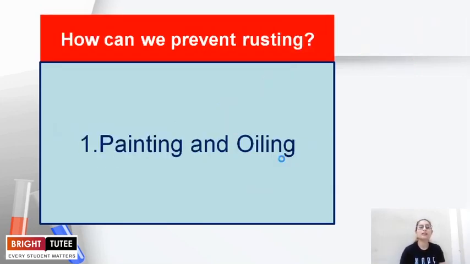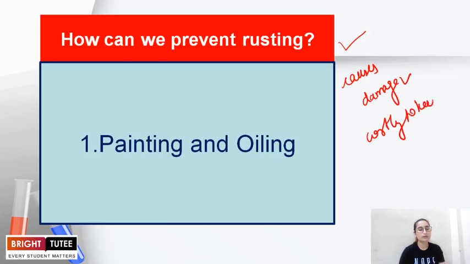Now, how can rusting be prevented? As we already know, rusting causes damage and it is costly to keep the product maintained, right? If we need to keep our iron articles safe, we need to keep them maintained. We have to spend some money on maintenance. And if we imagine ships, it will be a lot of maintenance cost for ships to be maintained, right? So what can be done?